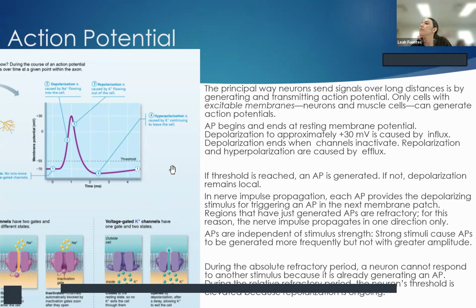Okay, and then something we talked about in class, specifically my class, was nerve impulse propagation. During this process, each action potential provides the depolarizing stimulus for triggering an action potential in the next membrane patch. These regions that have just generated those action potentials are refractory. And because they're refractory, the nerve impulse propagates in one direction only.